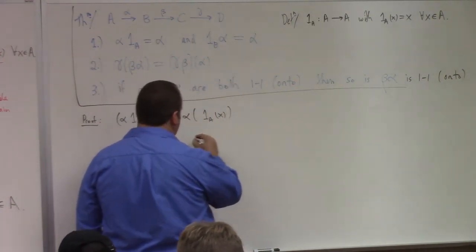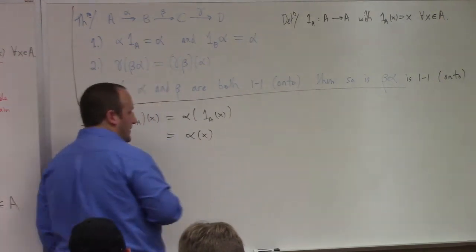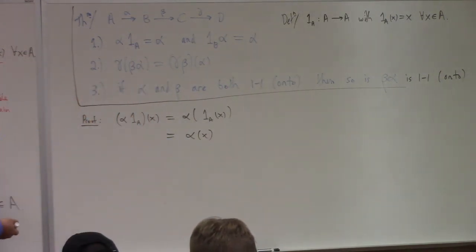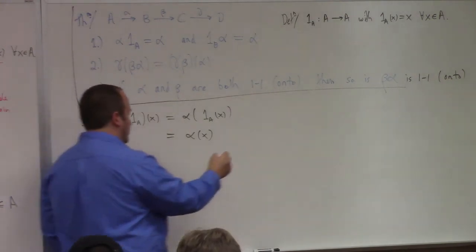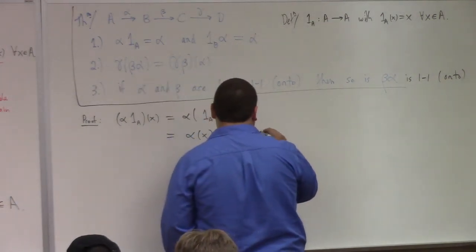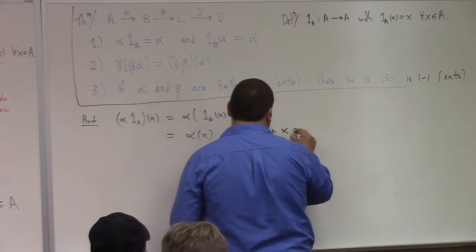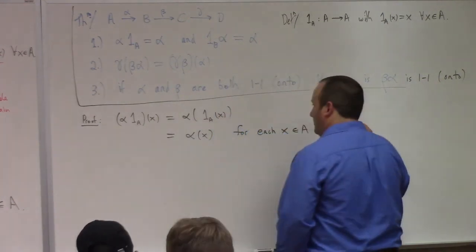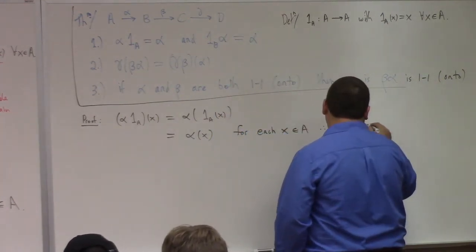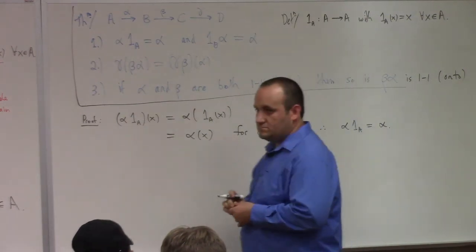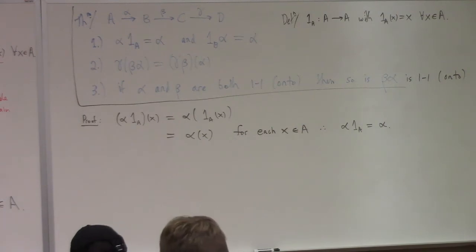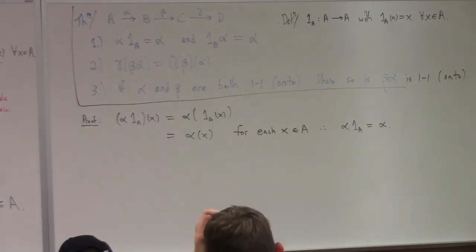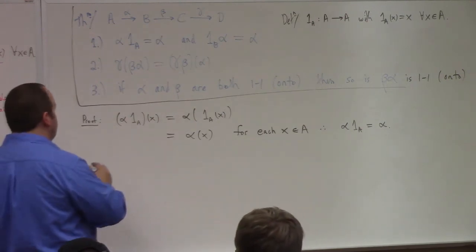So the proof here: 1 sub A of x is x, but that's alpha of x. This holds for each x in A. So therefore, alpha 1 sub A is equal to alpha. In fact, the proof of all of these is pretty much the same as that. It's really not much difference to prove the associativity of functions here, is it?